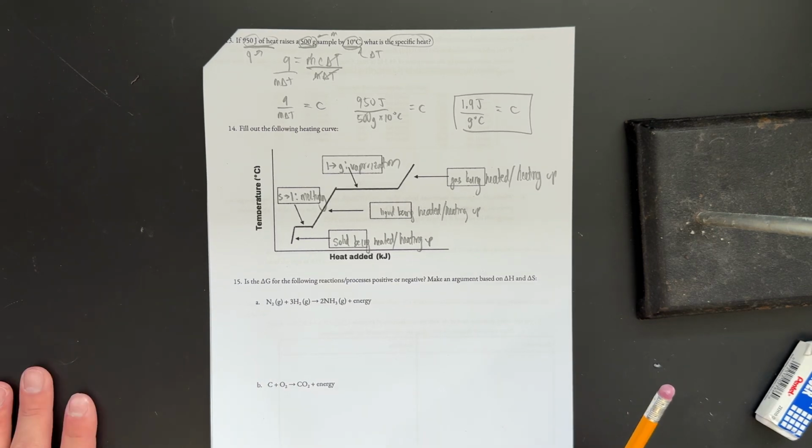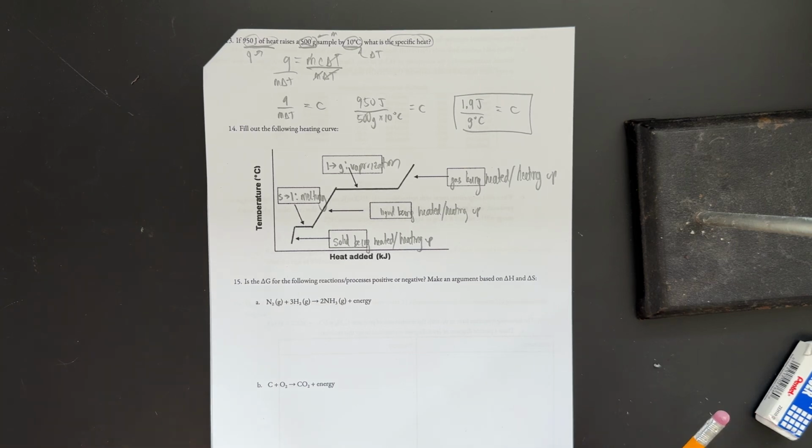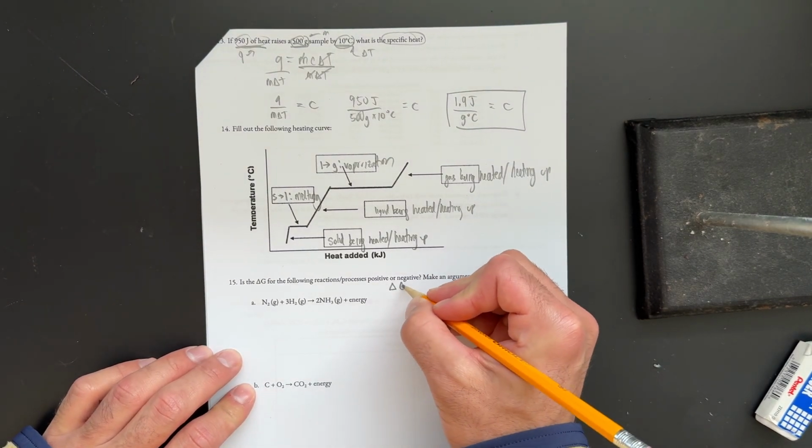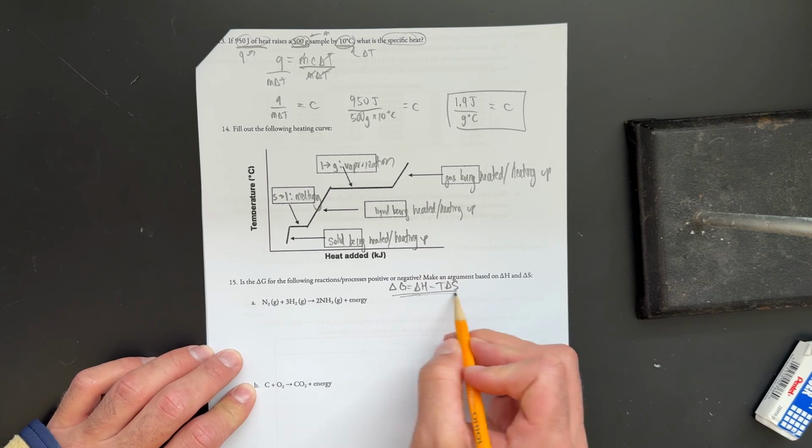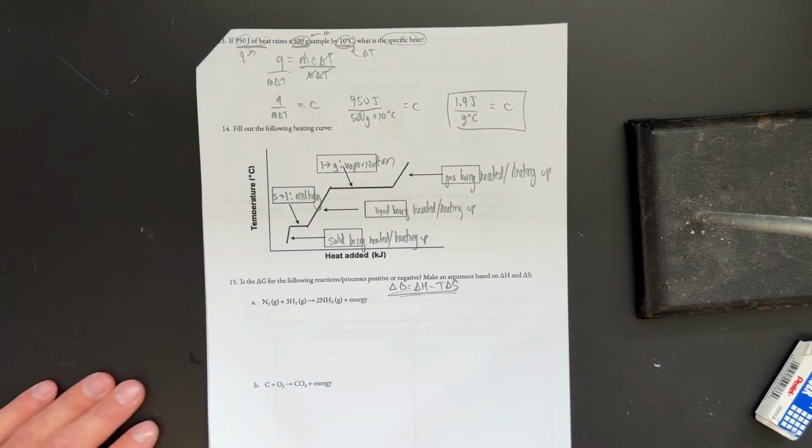Cool. Okay. So going on to number 15, these are your delta G equals delta H minus T delta S problems. And these are hard problems, I get it. But you could do it again with logic. So the first thing to note is that delta G is equal to delta H minus T delta S. That's the equation that we want to use here.